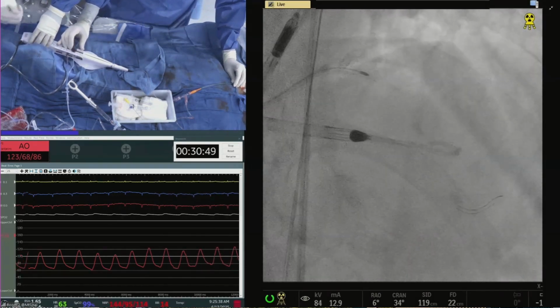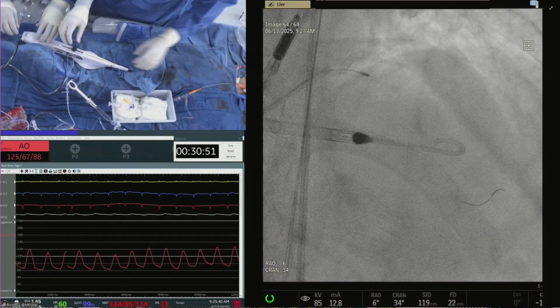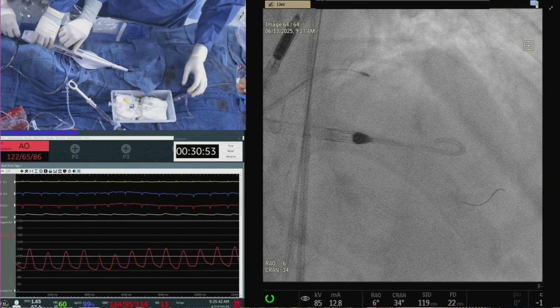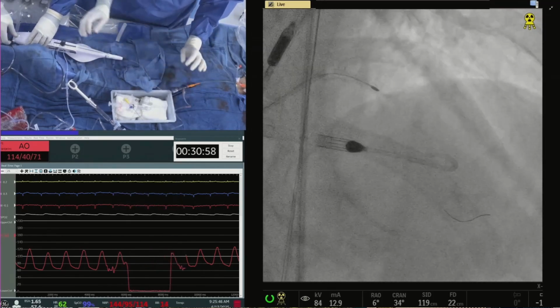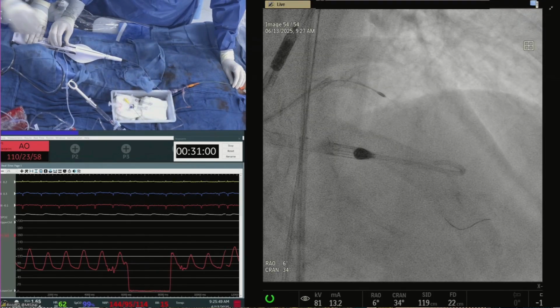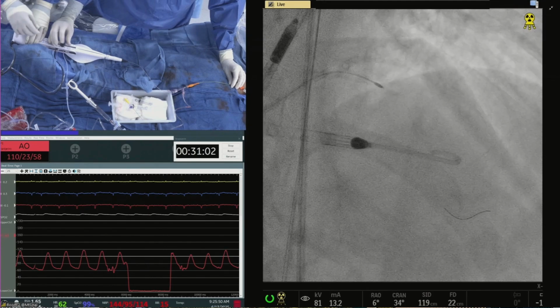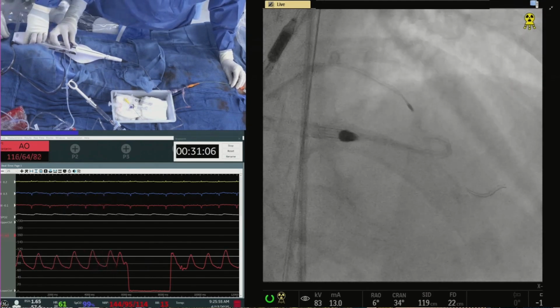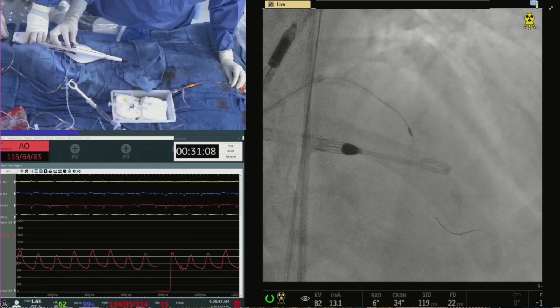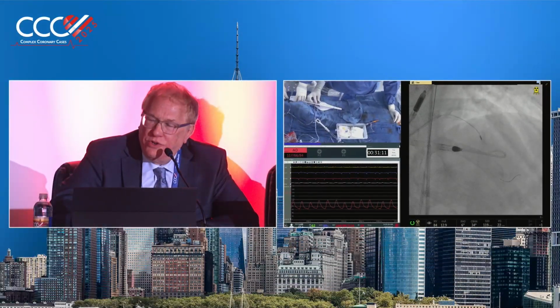Yeah, a rota IVL strategy isn't unreasonable. Especially if you can wire that LAD after this. The other point I make is that once you get this open with some sort of vessel preparation strategy such as this, it is important to ultimately do intravascular imaging.